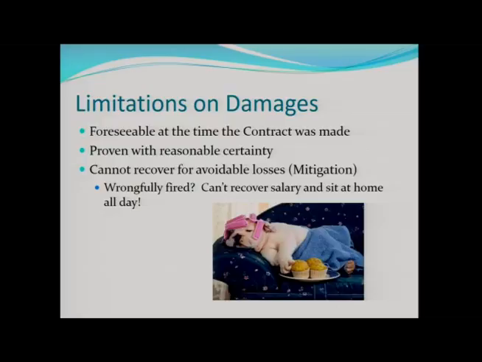And we have to avoid damages if we can. We have an obligation to mitigate our damages. We can't recover if we don't take steps to avoid or mitigate our damages. Hence the dog sitting there eating bonbons. If you're fired from your job, for example, you have to make reasonable steps to go find another job. You can't just look at it as, I'm going to win this case and so I can sit home for the next year.